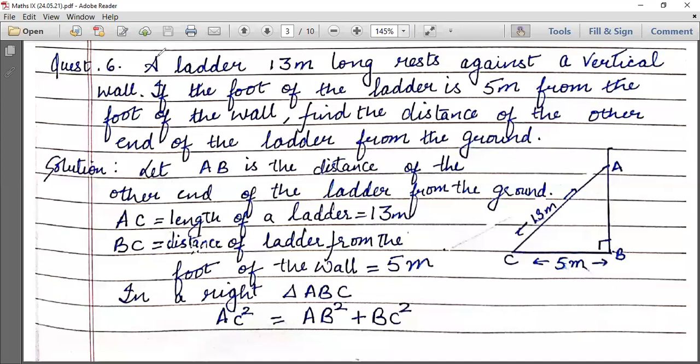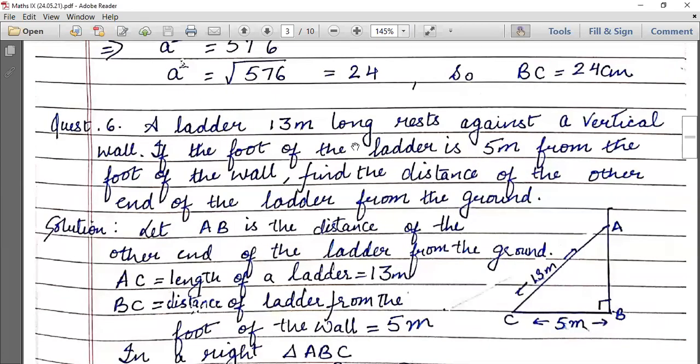Now, a ladder 13-meter long rests against a vertical wall. If the foot of the ladder is 5 meters from the foot of the wall, find the distance of the other end of the ladder from the ground. So now children, here we have a wall. We have considered AB is the distance of the other end of the ladder from the ground. So AB is our wall. AC is the ladder leaning against the wall, and BC is the distance of the ladder from the wall on the ground.